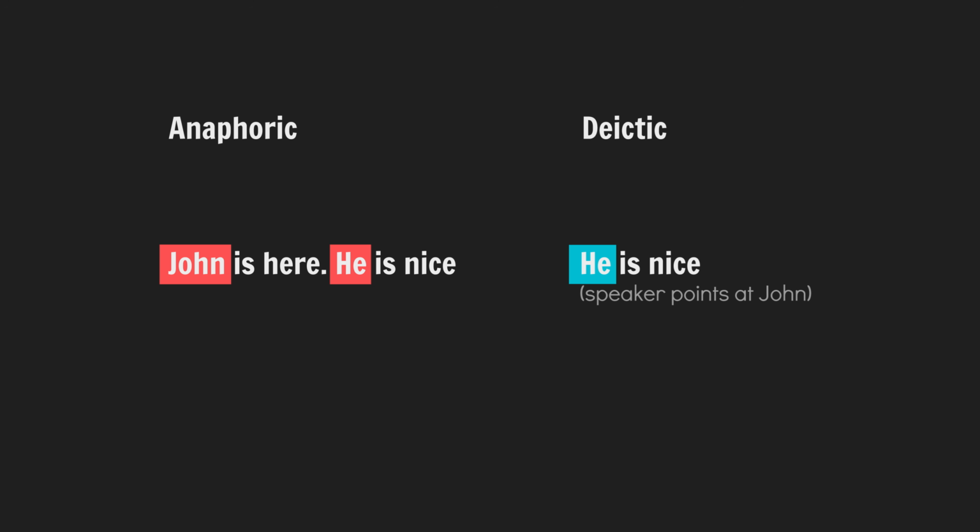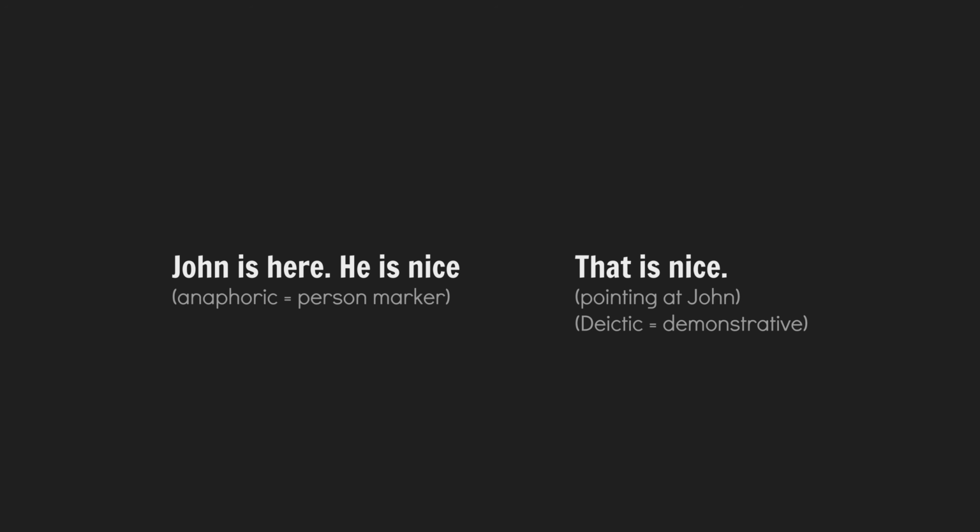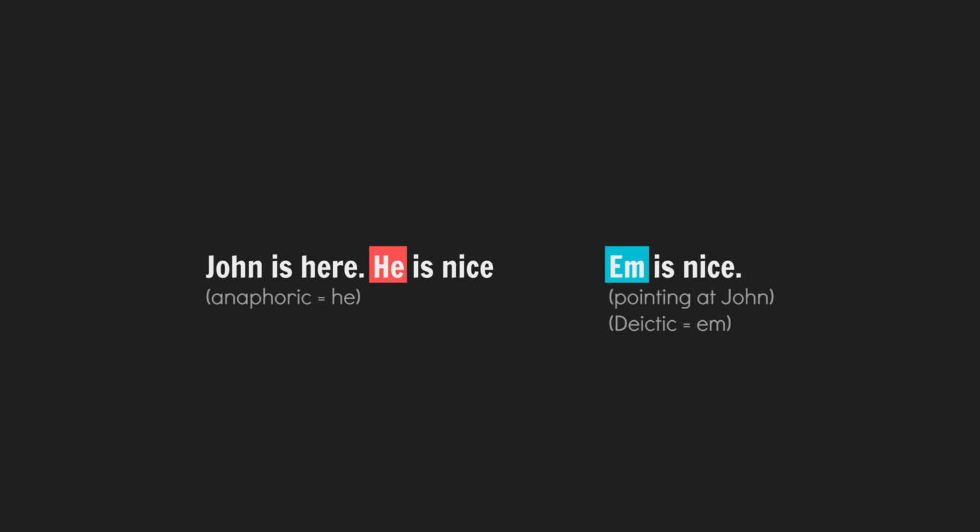You could do what English does and use the same set of person markers in both contexts, or you could restrict person markers to anaphoric contexts and use demonstratives in deictic contexts. "John is here, he is nice", anaphoric context, person marker. "That is nice," pointing at John, deictic context, demonstrative. Or you could invent two sets of person markers, one for each context. "John is here, he is nice", "M is nice."